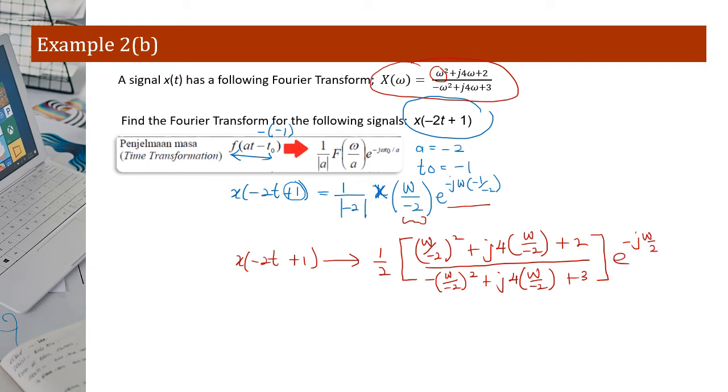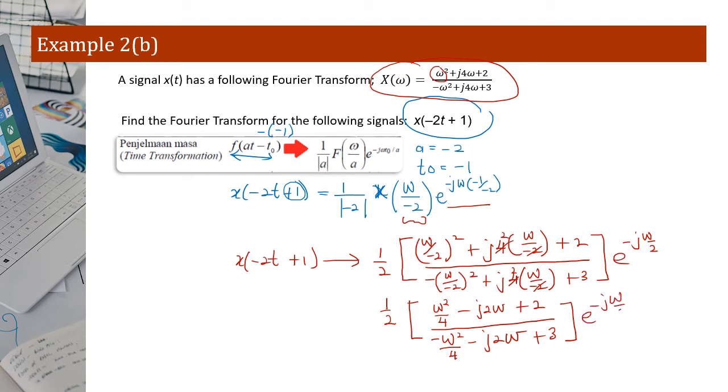Then simplify the equation. Here you have 1 over 2, omega squared over 4, minus j 2 omega, so 2 and 2, plus 2, divided by negative omega squared over 4, then minus again j 2 omega plus 3, multiply with e to the minus j omega over 2.